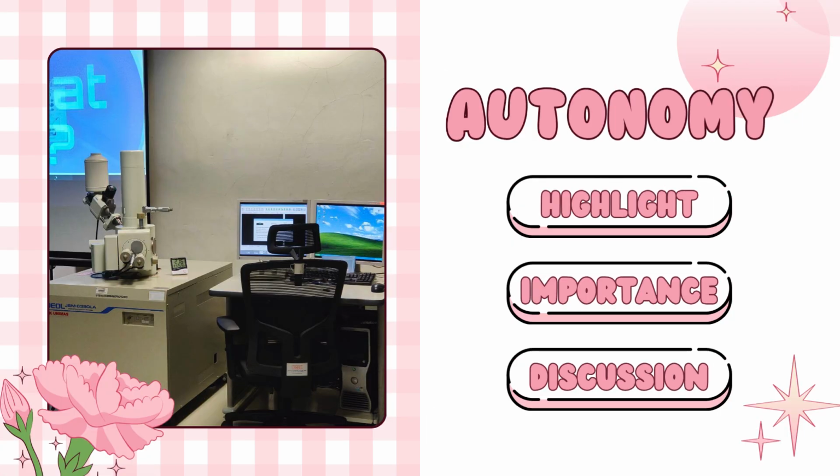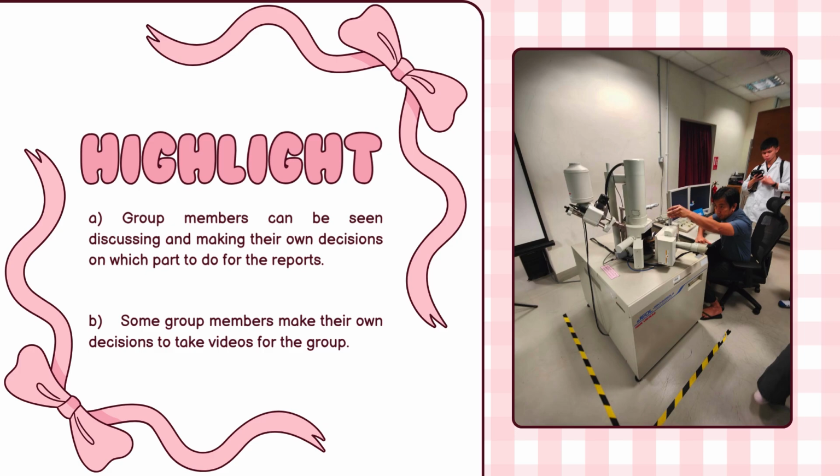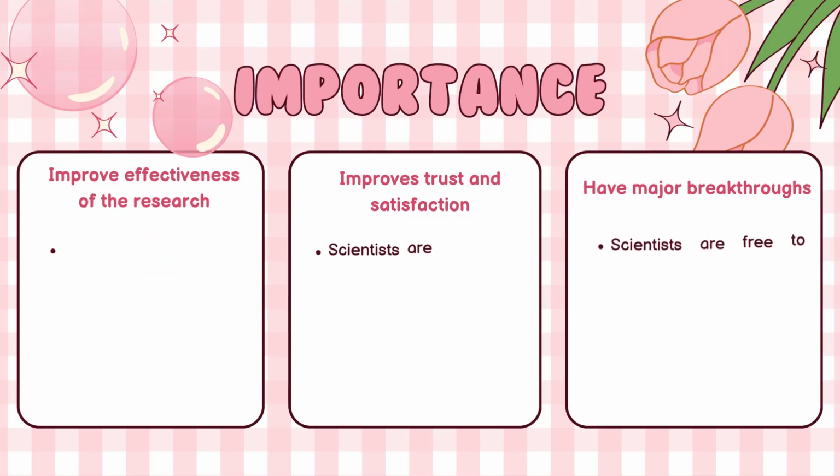Next, the autonomy of scanning electron microscope. There are three parts of the autonomy which highlight importance and discussion. First, for the highlight part, group members can be seen discussing and making their own decisions on which part to do for the reports, and some group members make their own decisions to take videos for the group. Secondly, there are three importance.